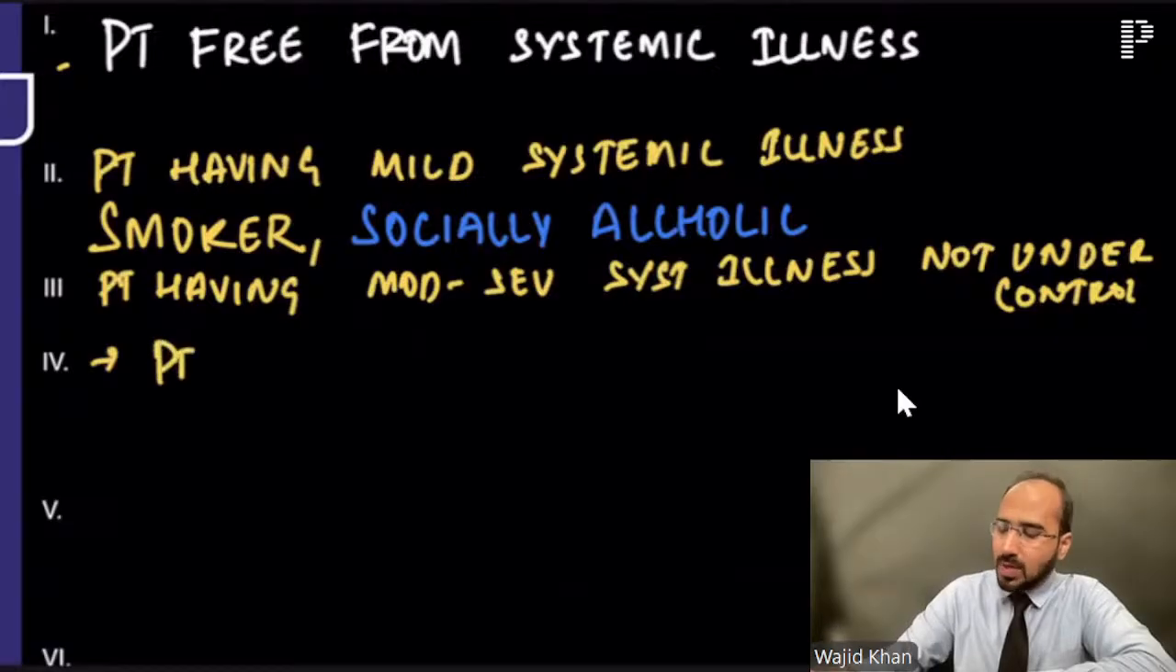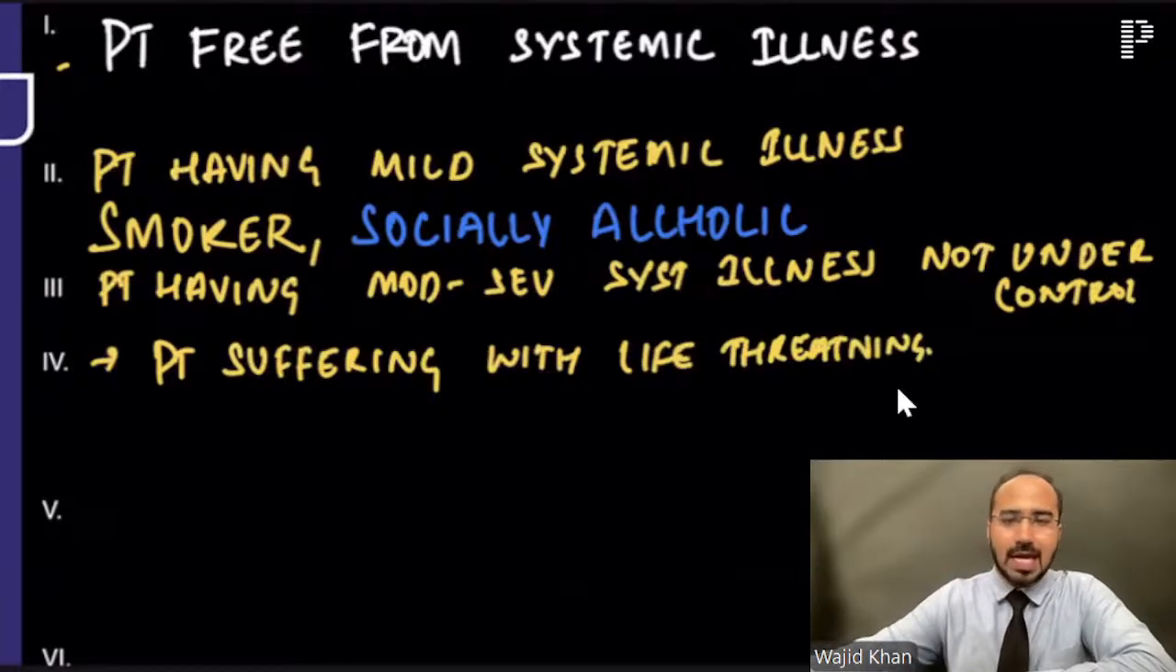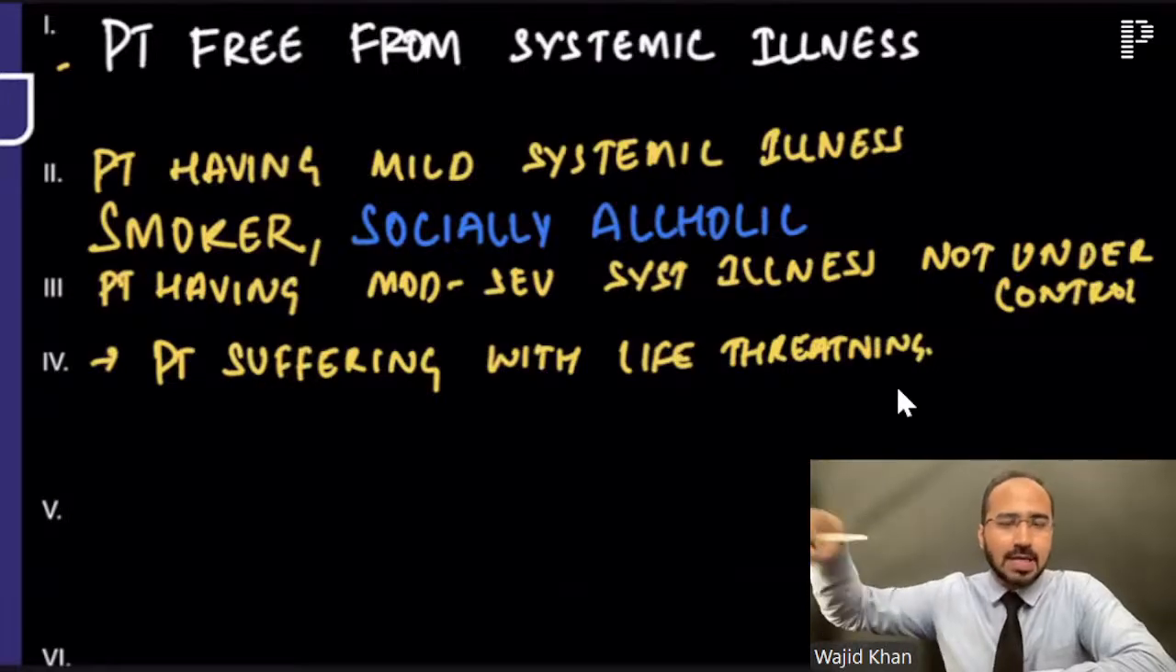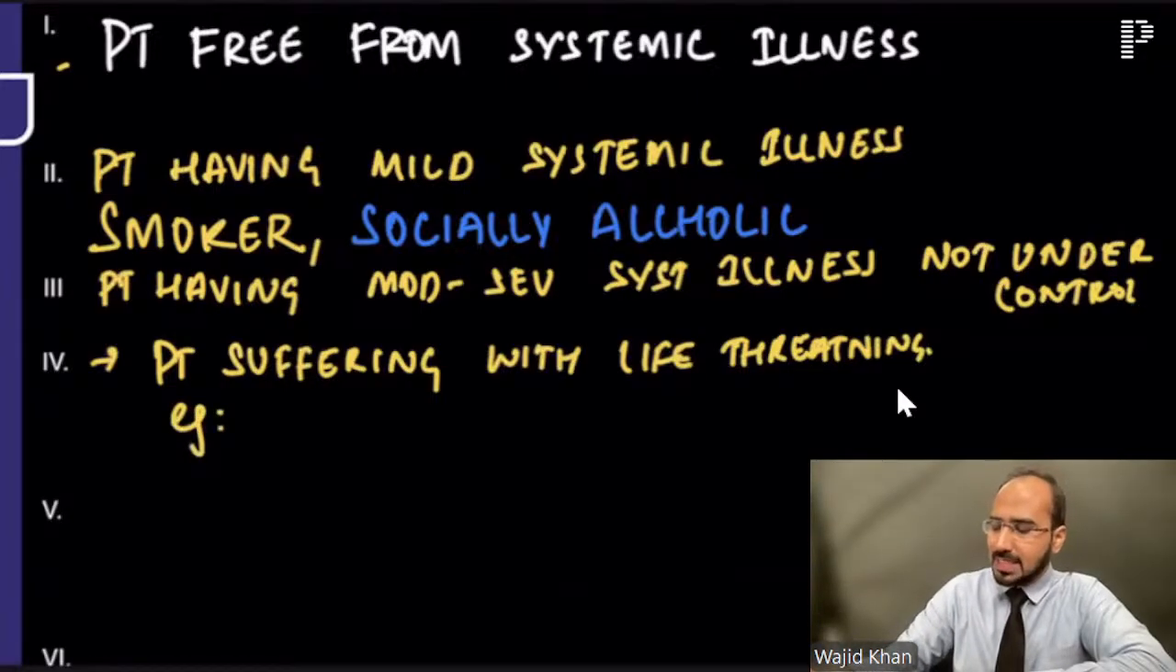Patient suffering with life-threatening systemic illness. Okay? Remember, guys, diabetes is not that life-threatening. Hypertension is not that life-threatening. But if the patient is telling, doctor, I had an MI 2 months back. Doctor, I had a stroke 2 months back. That is a life-threatening thing for the patient. So patient having any life-threatening systemic illness, example could be a recent MI or recent stroke.